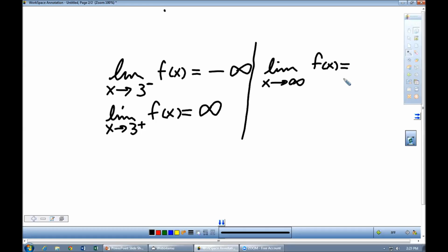What was this limit? Well, graphically, we can sort of intuitively understand it seemed to be getting closer and closer and closer to 2, so maybe the limit is 2.